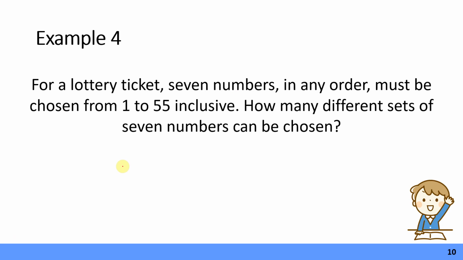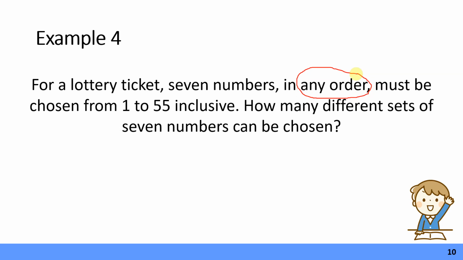All right, next problem. For a lottery ticket, 7 numbers in any order must be chosen from 1 to 55 inclusive. How many different sets of 7 numbers can be chosen? Again, this is a lottery ticket. What gives it away is this right here, right? So this one actually tells you in any order. So who cares what order you pick them from? They're still going to be used for the lottery ticket. So this one is going to be a combination, right? Combination, order does not matter.